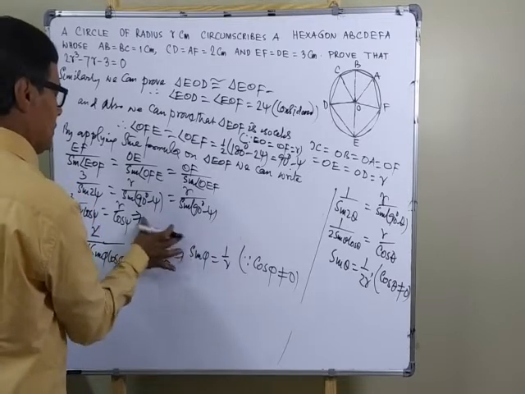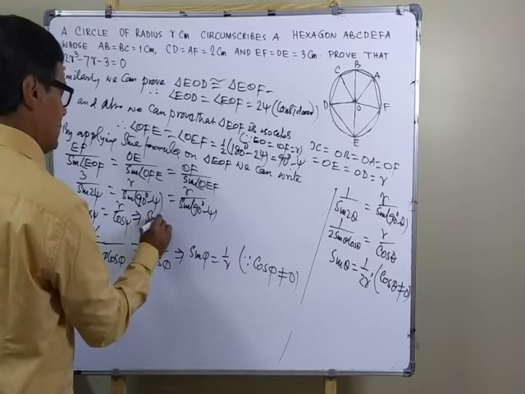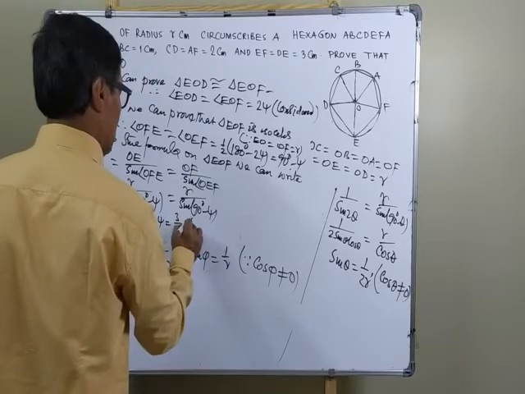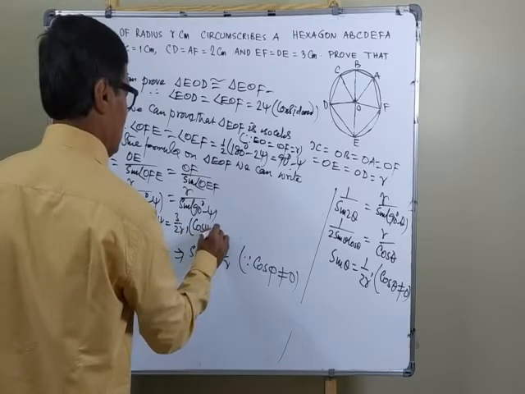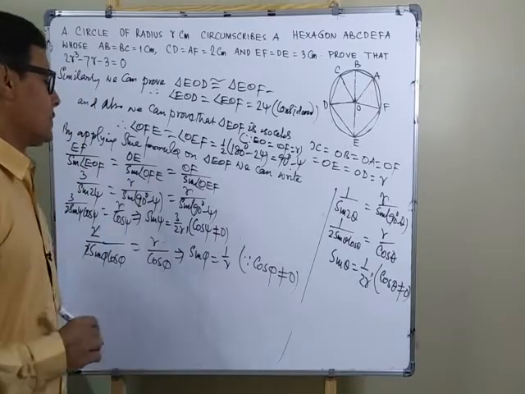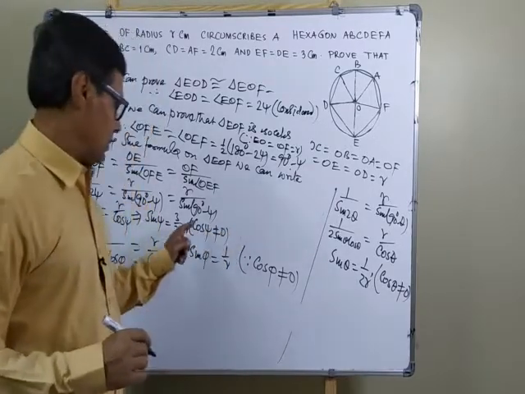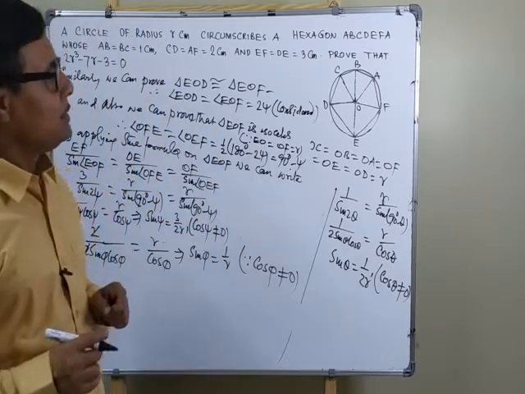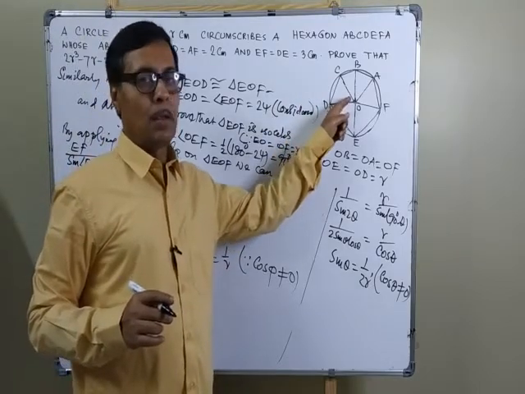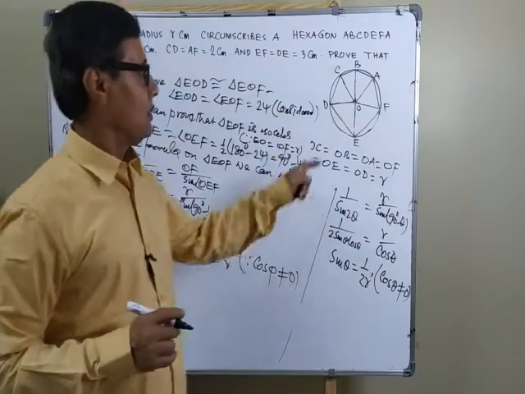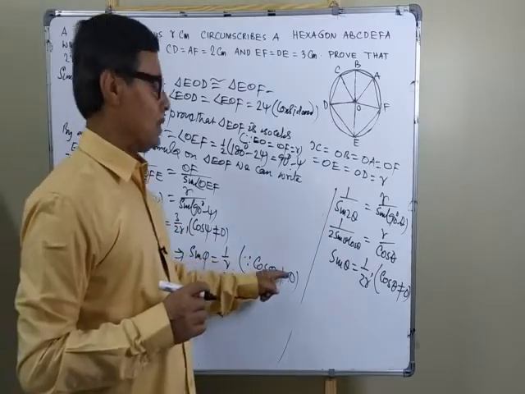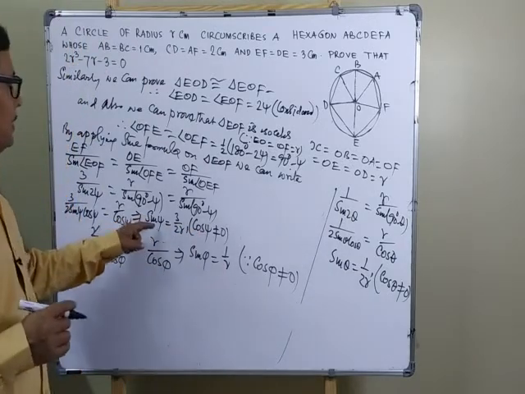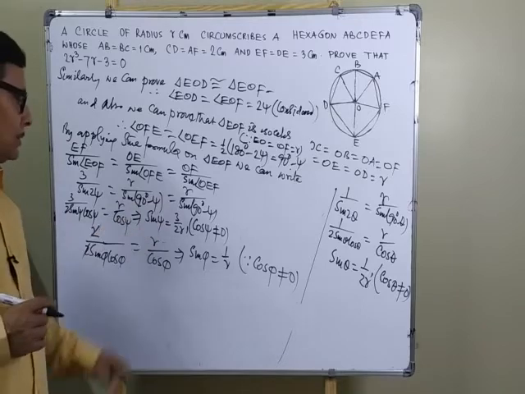This implies sin psi is equal to 3 over 2R, as cos psi is not equal to 0. If cos psi were equal to 0, then psi would be 90 degrees and 2 psi would be 180 degrees, but no angle of a triangle can be 180 degrees. So this cannot be possible. So cos psi is not equal to 0. As cos psi is not equal to 0, we can get sin psi equal to 3 over 2R.